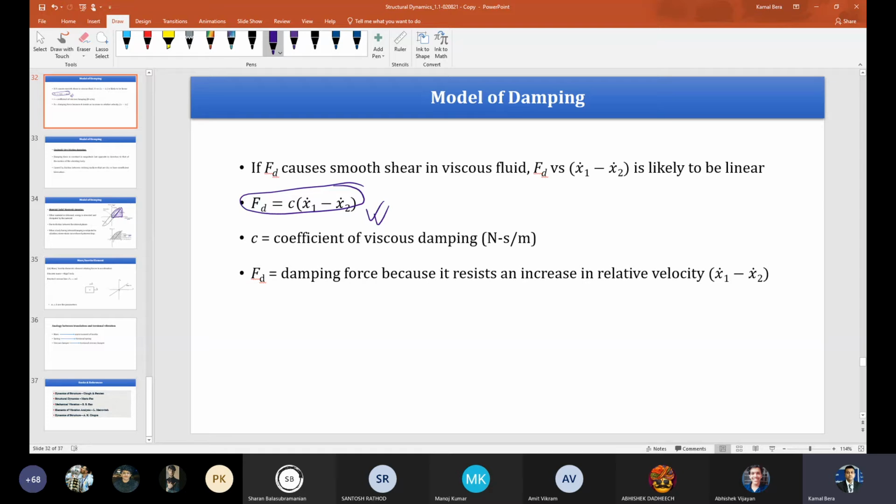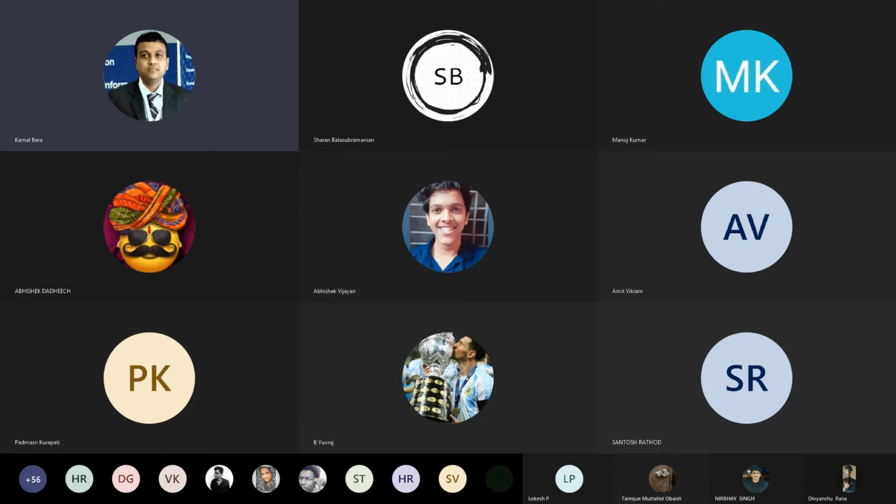Can you write in the chat box, please? I want to know which books you are able to download and are referring to. Or no book yet? Someone has written Clap and Pen. Okay, very good. Then SS Rao.